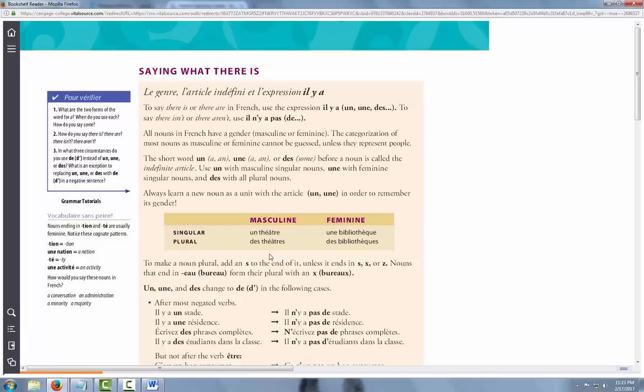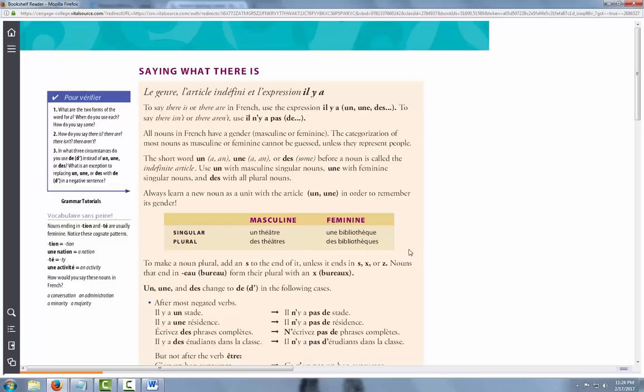In the plural form though, both article forms are des. So un théâtre is a theater, des théâtres is some theaters. If you want to say, for example, there are some theaters in Las Vegas, you say il y a des théâtres à Las Vegas. Une bibliothèque becomes des bibliothèques.